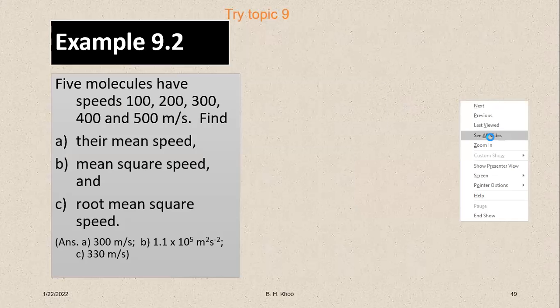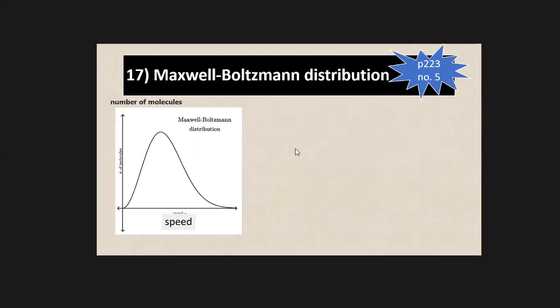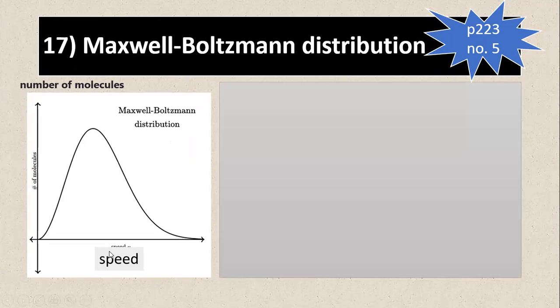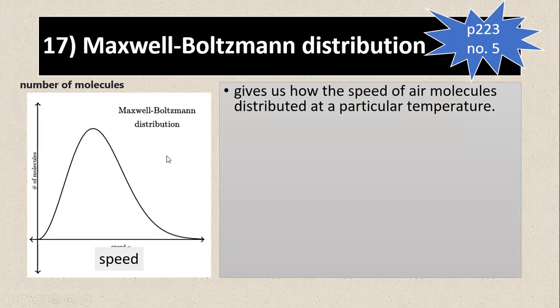We won't bother about that already. Maxwell-Boltzmann distribution. Now you can find experimentally how the speed distribution at a particular temperature, in a room or in a furnace, looks like, and you can draw the graph. This axis is the number of particles, this axis is the speed. It's called the Maxwell-Boltzmann distribution. It gives us the speed of air molecules distributed at a particular temperature.